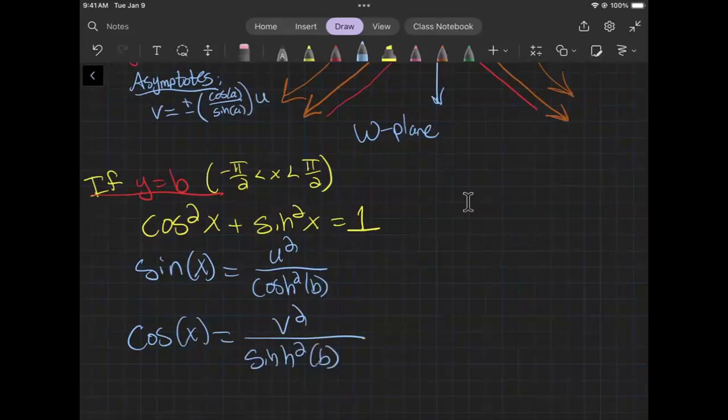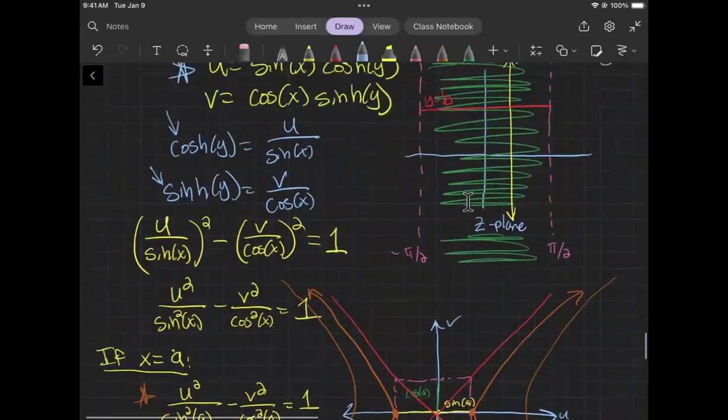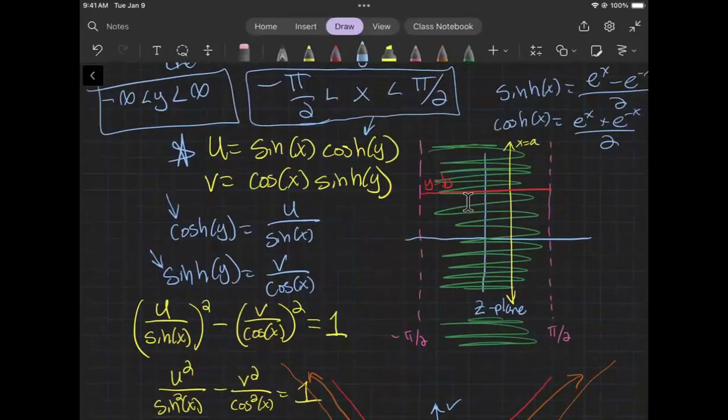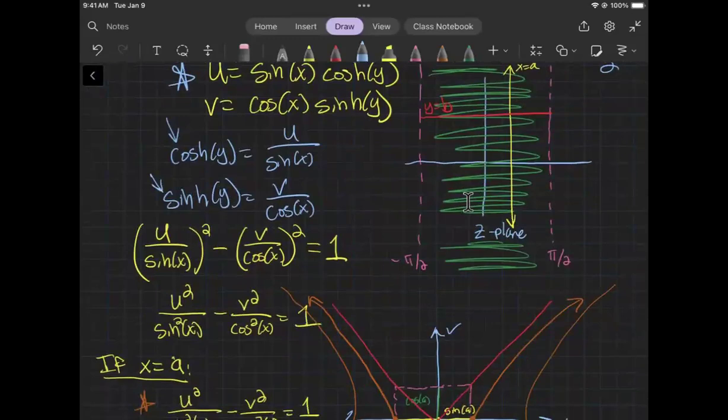All right, so the good news is hyperbolic sine squared of b would not cause division by 0. So in other words, hyperbolic cosine and hyperbolic sine, their domain is all the real numbers. Okay. So there isn't any conflict for specific y values, right? That'll work for any y value.